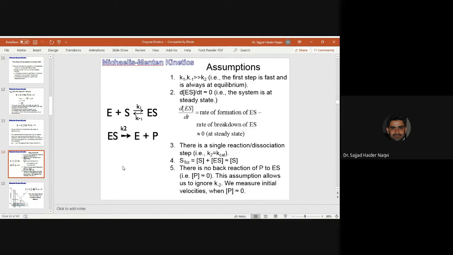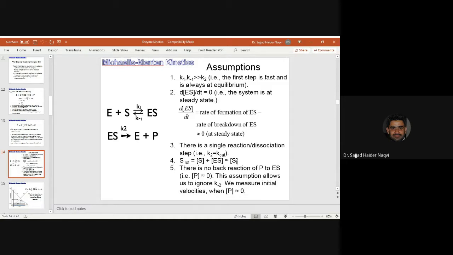That means actual dissociation takes place at the second step, where the enzyme substrate complex is transformed into enzyme and product, and that is K2, or we can call it Kcat. So overall, in total, we can say that it is the combination of substrate concentration plus the concentration of enzyme substrate is approximately equivalent to substrate concentration.